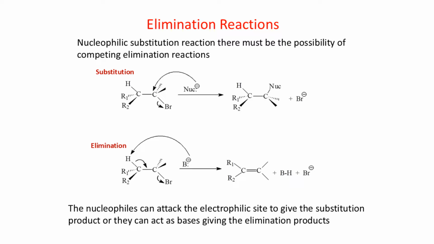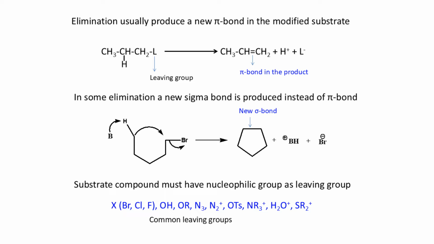Elimination reactions often compete with nucleophilic substitution reactions. The slide explains how nucleophiles can attack electrophilic sites to give substitution products or act as bases to give elimination products. Elimination reactions typically produce a new pi bond, but sometimes a new sigma bond is formed. The slide also lists common leaving groups necessary for these reactions.